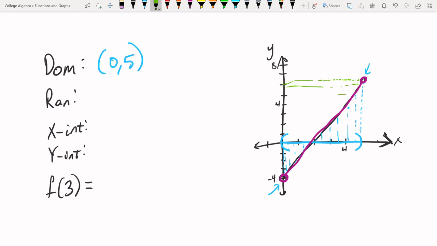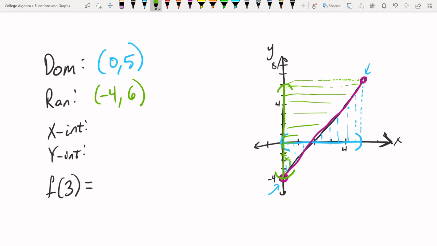And likewise, we just continue, all of these values here, all the way on down to there. So we're going to go from negative 4 on up to 6. Again, we do not include the endpoints because they're open dots. That's why we use parentheses there instead of square brackets. That's how you find the range. You just collapse it to the y-axis and look at what the range values are there.